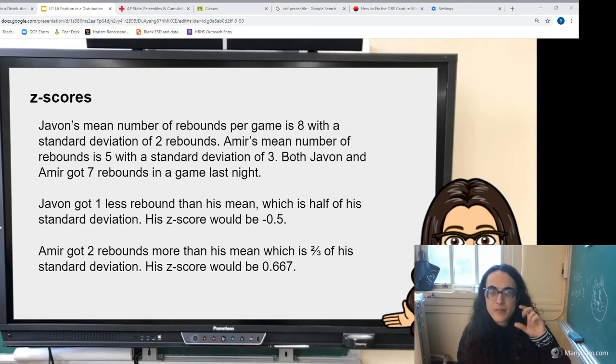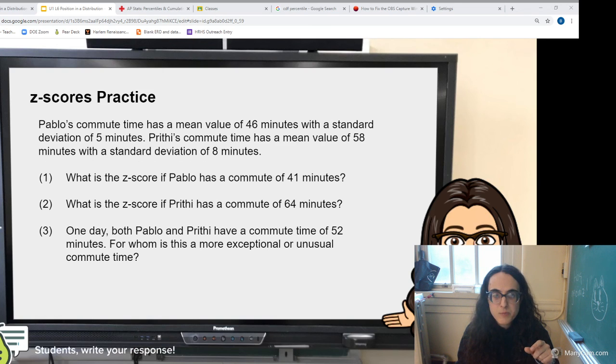So for number 3 in this practice, don't think so much about the sign. Just think about the size of the Z-score. Whose score shows more standard deviations distance from the mean? Whichever one has more standard deviations difference is going to be the more exceptional value.